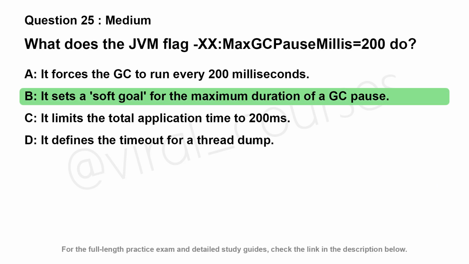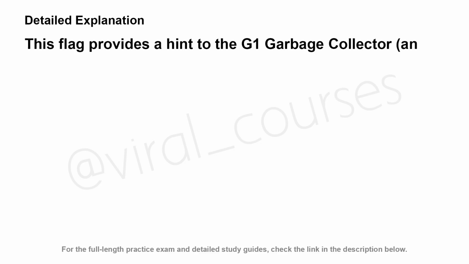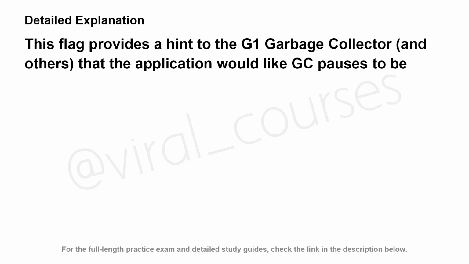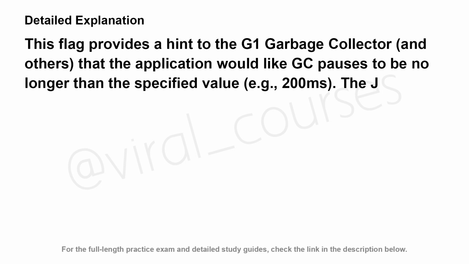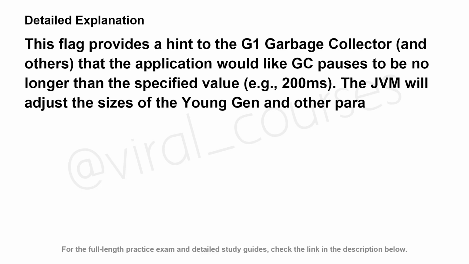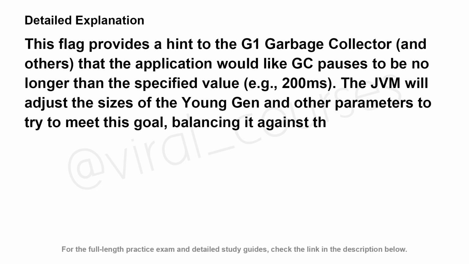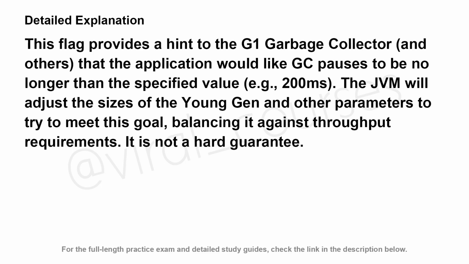The correct answer is B. This flag provides a hint to the G1 garbage collector and others that the application would like GC pauses to be no longer than the specified value, e.g., 200 milliseconds. The JVM will adjust the sizes of the young gen and other parameters to try to meet this goal, balancing it against throughput requirements. It is not a hard guarantee.